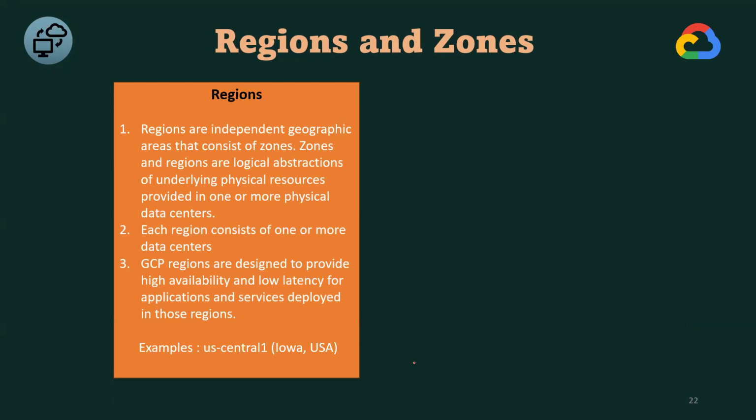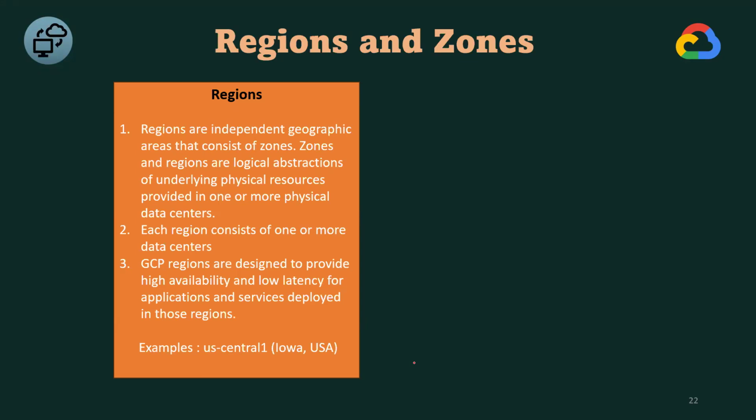Okay, so what is a zone? Sorry, what is a region? A region is an independent geographic area, guys. It is a collection of zones. That's it. And how they have done the physical resources, that means whatever the resources that they have, right?